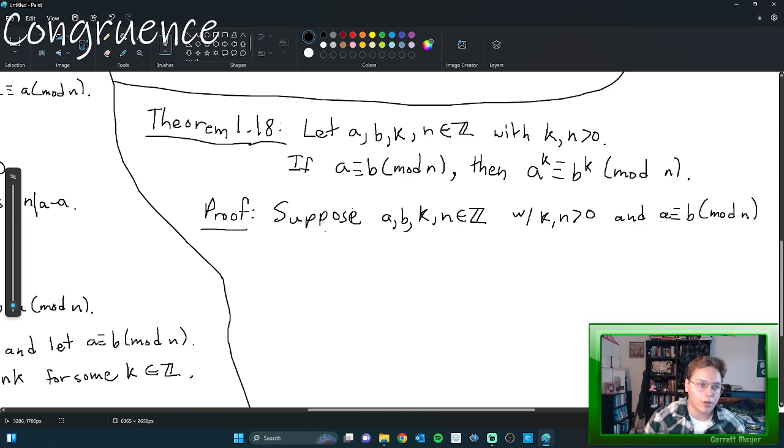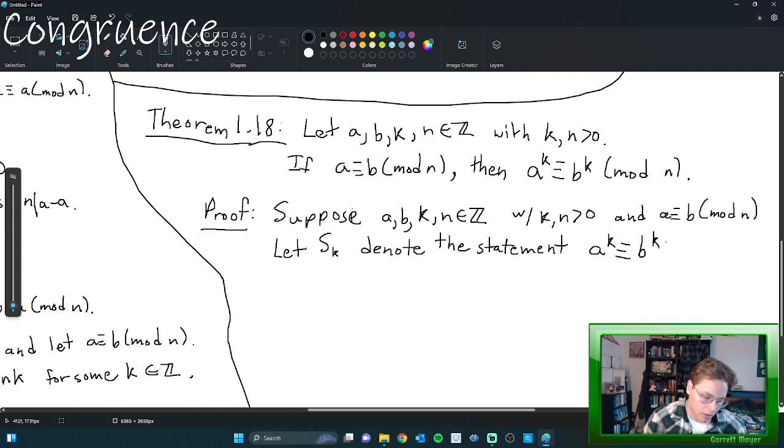And what we want to do is go through and show that this statement, which we're going to denote as SK, A to the K is congruent to B to the K mod N. We're going to show this statement for every value of K greater than 0. And we're going to do this through mathematical induction. So we're going to start with the base step. And the base step is going to be S1.